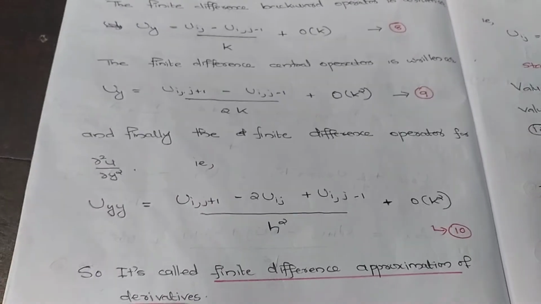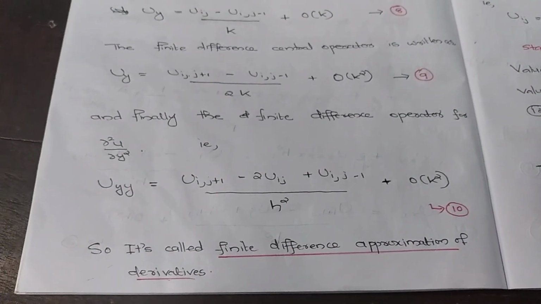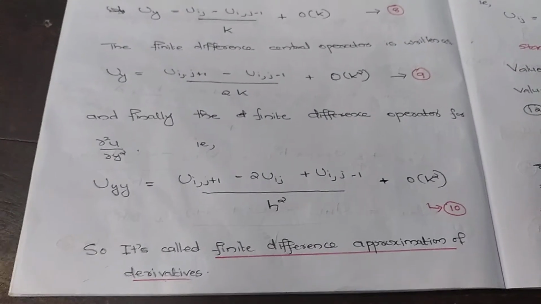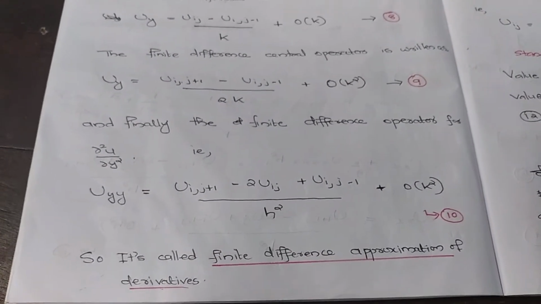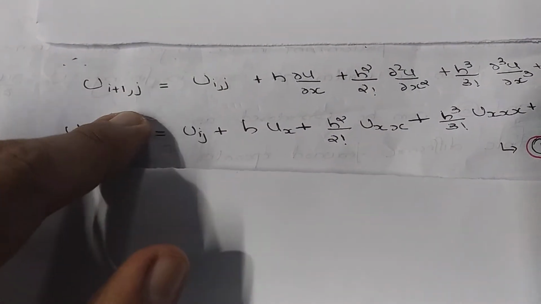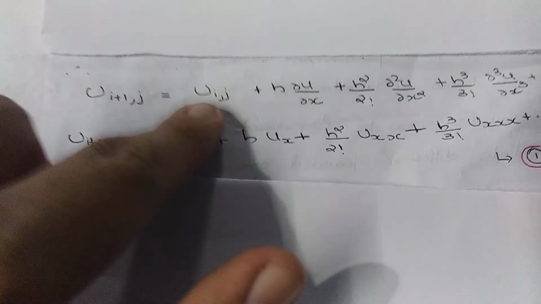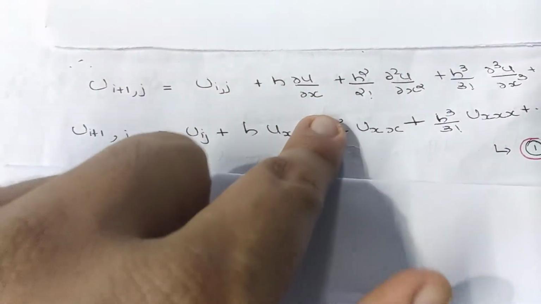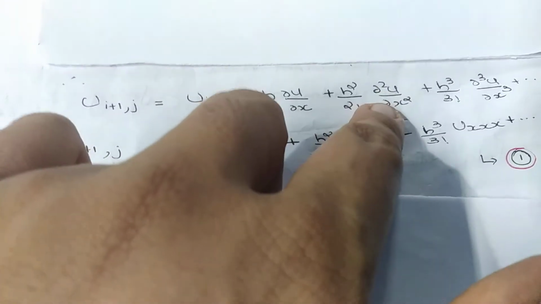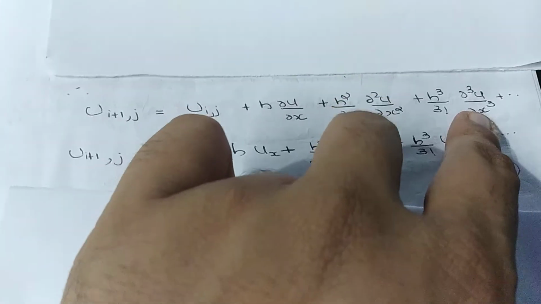Equation number 9 and equation number 10 represent the finite difference operator for dou square u by dou y square, or uyy. We can see that the above equations are got by simply putting y in place of x. Here we put u(i+1,j), and we can put it as u(i,j+1). So u(ij) plus k dou u by dou y plus k square by 2 factorial dou square u by dou y square and k cube by 3 factorial dou cube u by dou y cube.